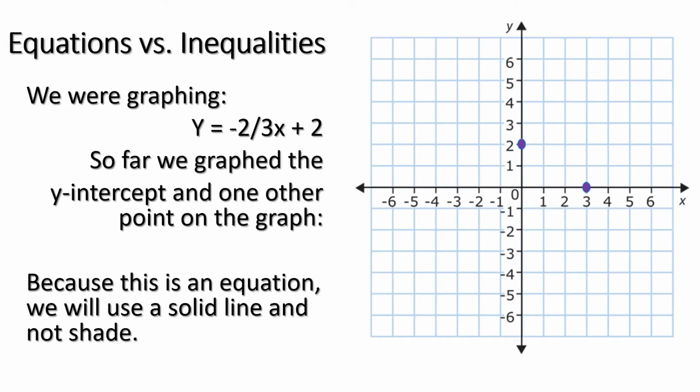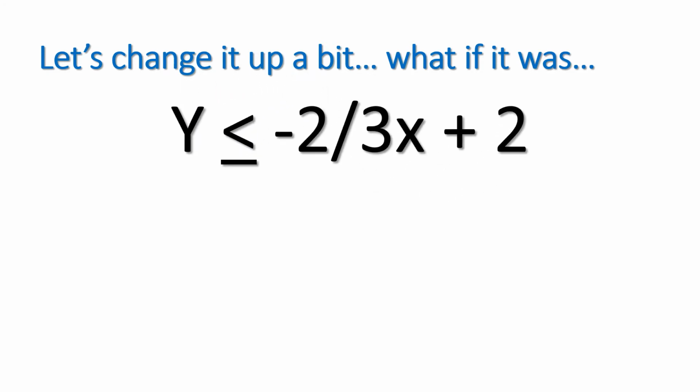Equations versus inequalities. We were graphing y is equal to negative 2/3 x plus 2. So far, we graphed the y-intercept and one other point on our graph. Because this is an equation, we will use a solid line and we will not shade. Let's change it up a bit. What if it was y is less than or equal to negative 2/3 x plus 2?